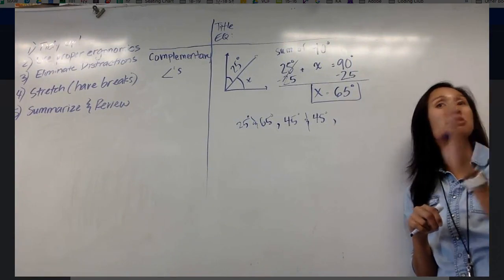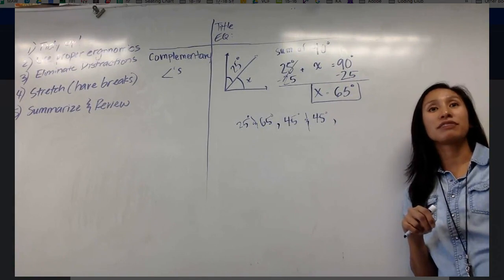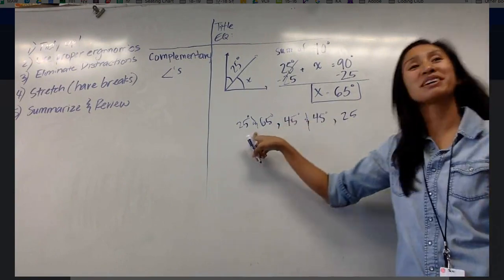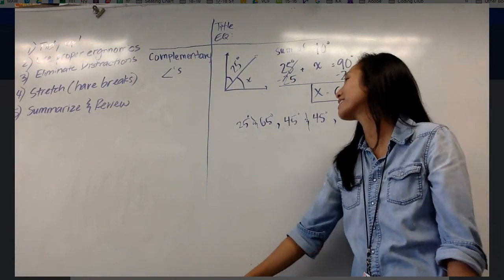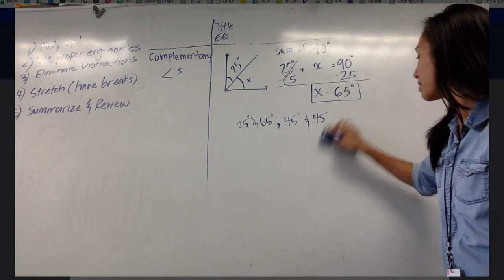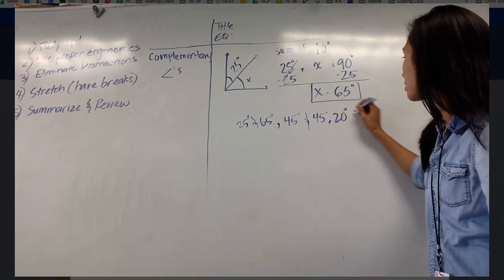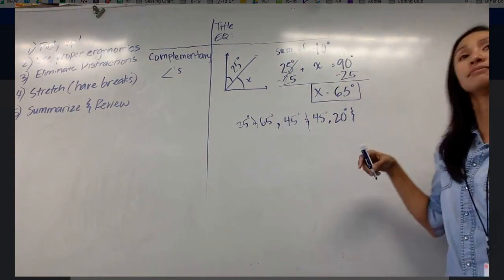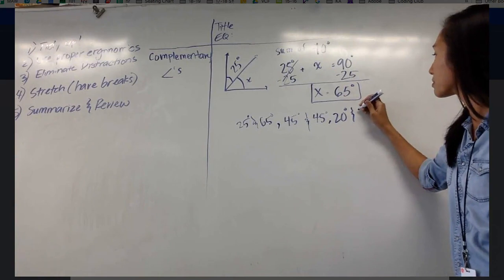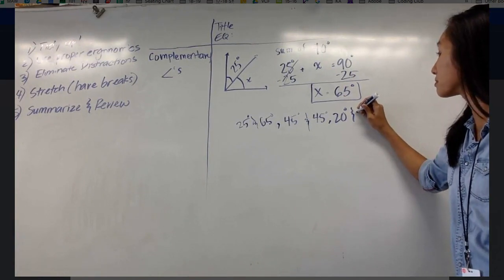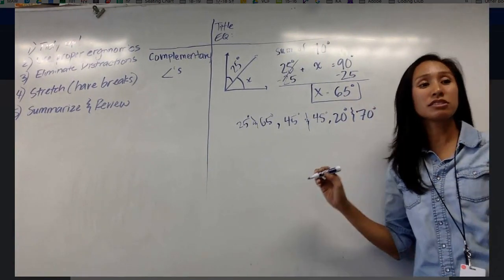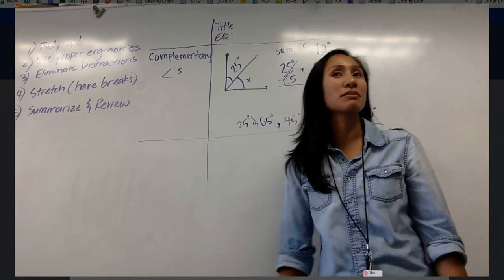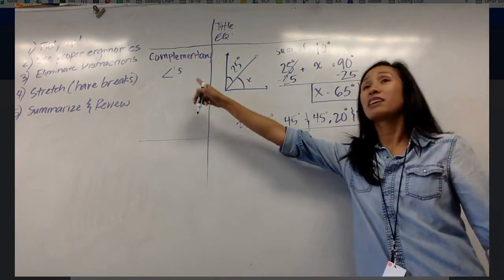Just choose one number. Choose a random number. 25. What's the complementary? You stole that one. We already had that, 25 and 65. How about 20? 20 plus what is 90? 70. Good. 9.5 plus 80.5, we could do decimals as well. All right. Complementary angles. Good.